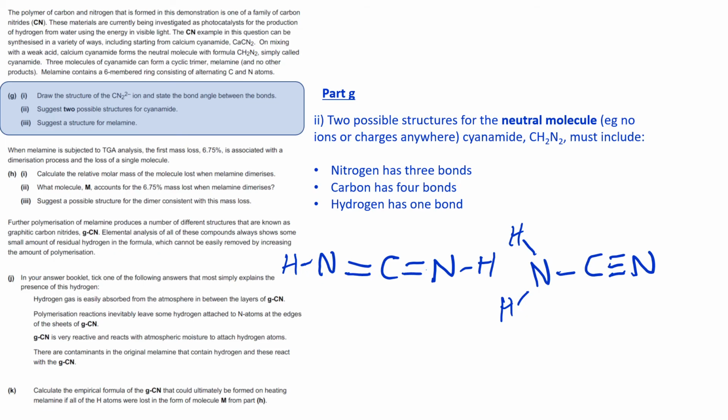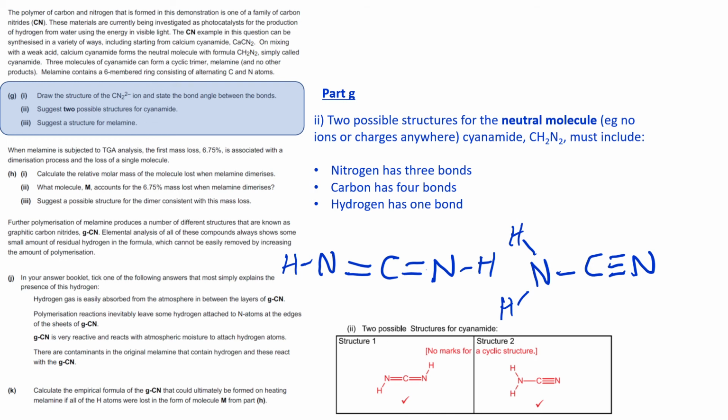So we're checking, does nitrogen have 3 bonds? Yes. Does carbon have 4? Yes. And does hydrogen have 1 in each case? Yes, it does. And those are the 2 that the mark scheme want as well.